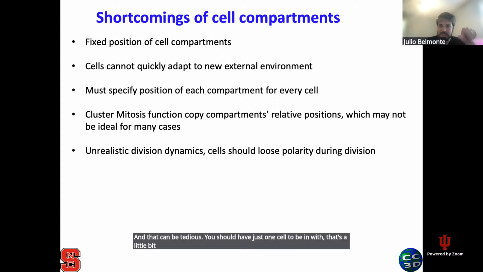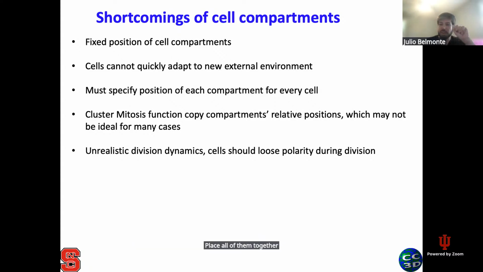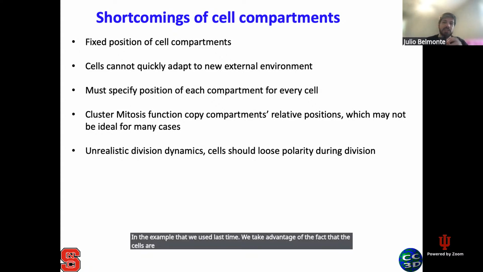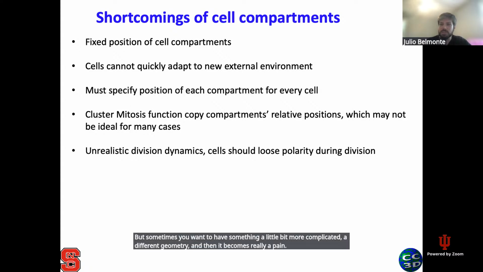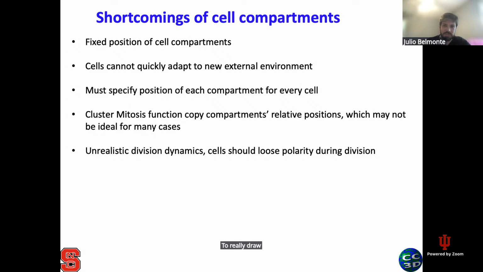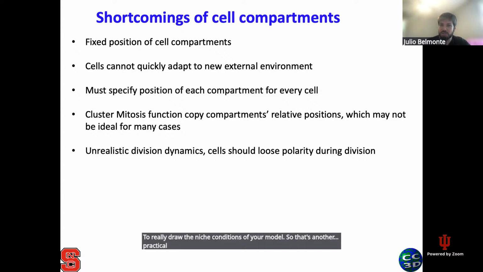You just place all of them together. If you have many cells, like the epithelium, it becomes a little bit more challenging. In the example that we used last time, we take advantage of the fact that the cells are nicely lined up in the grid. But sometimes you want something a little bit more complicated with a different geometry, and then it becomes really a pain to draw the initial conditions of your model. So that's another practical disadvantage of the current way that we use compartments.